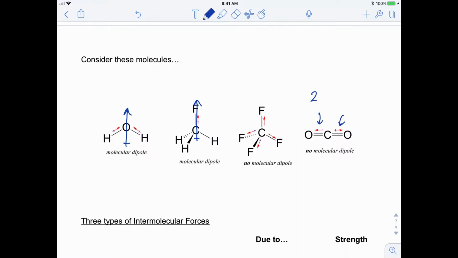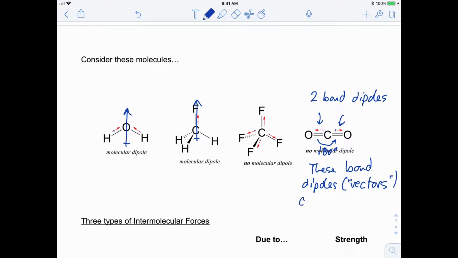If we look at carbon dioxide, we have two polar bonds, bond dipoles if you will, but if you look at the arrangement, they are essentially pointing in the opposite direction, separated by an angle of 180 degrees. So there is equal pull towards both oxygen. Therefore, these bond dipoles, which after all are vectors, cancel out. If we added those two vectors, the sum of those vectors would be zero. Therefore, the molecule is non-polar.